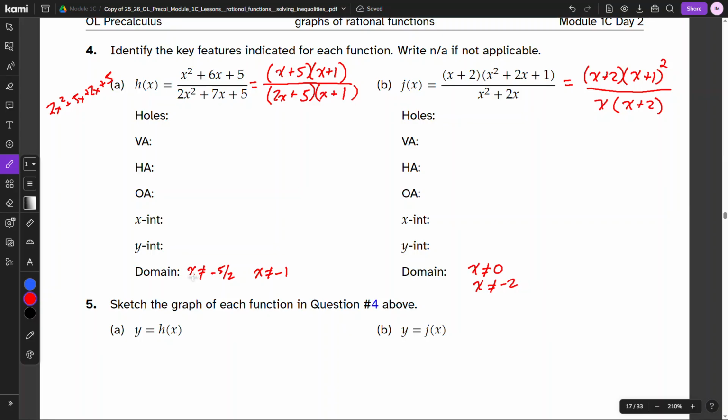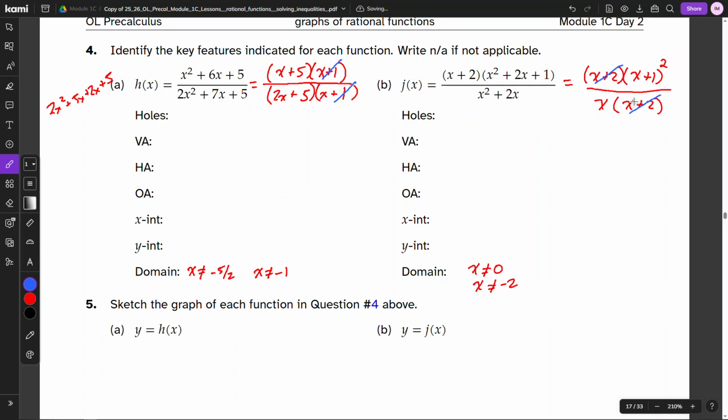So my domain: x is not negative 5 halves, x is not negative 1, because I don't want the denominator to be 0. Domain: x is not 0, x is not negative 2, because once again, I do not want the denominator to be 0. All right. Then, once I simplify, so here x plus 1 common factor, here x plus 2 common factor.